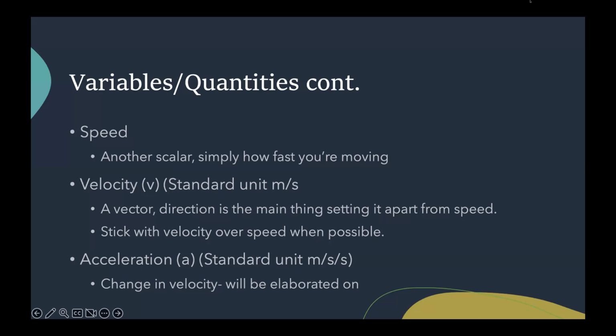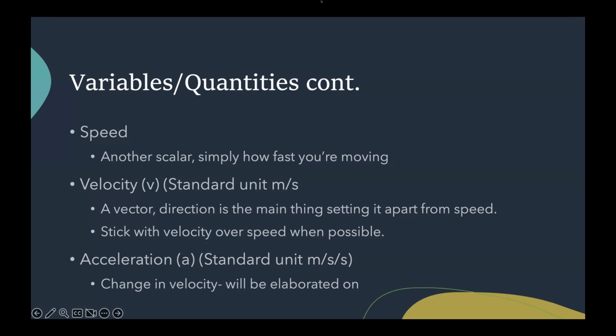And the last of these basic quantities for one-dimensional motion is going to be acceleration. That's going to be change in velocity, so basically change in velocity over time. As it says, we're going to talk more about this in a later slide. But the standard unit is going to be meters per second squared, or meters divided by seconds divided by seconds. Velocity is the change in displacement, and we have meters divided by seconds. Acceleration is going to be meters divided by seconds again.